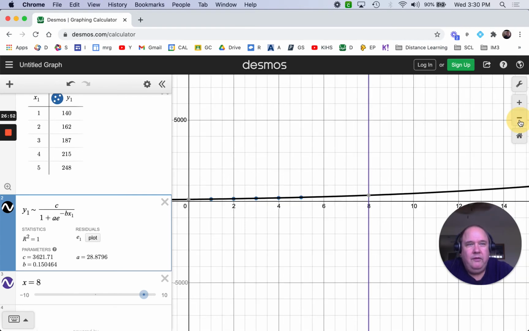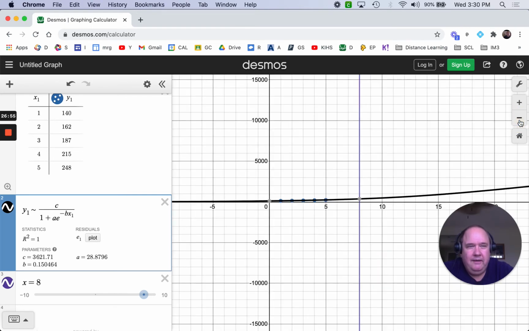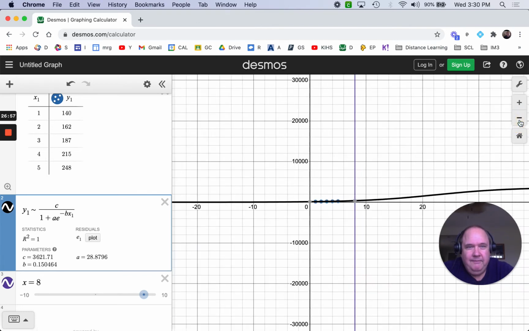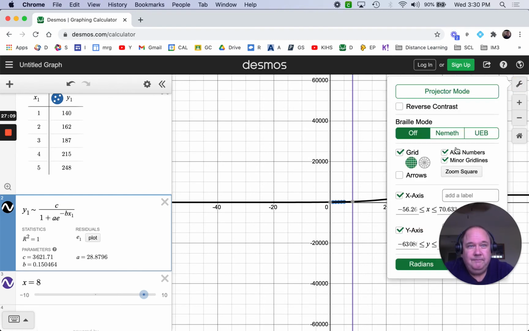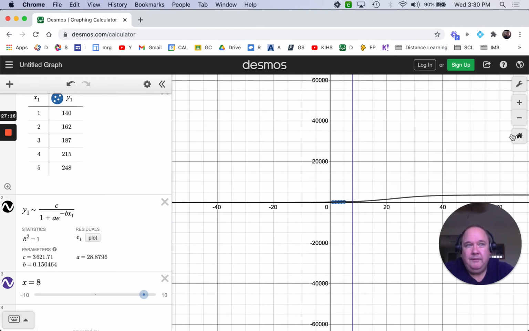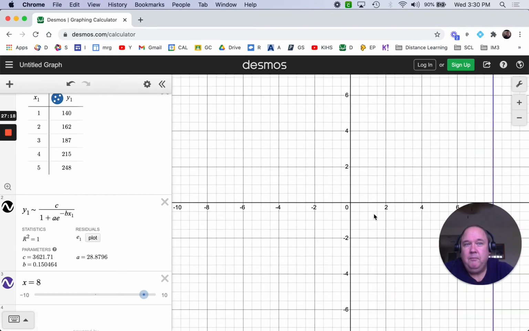And you can see the growth of the fish in there, and then eventually, because it's logistic, it will level off at a certain number. See how it kind of grows and then it levels off. And we know it levels off at 3,622. Look at this scale here. If I click home, it goes back to something different.